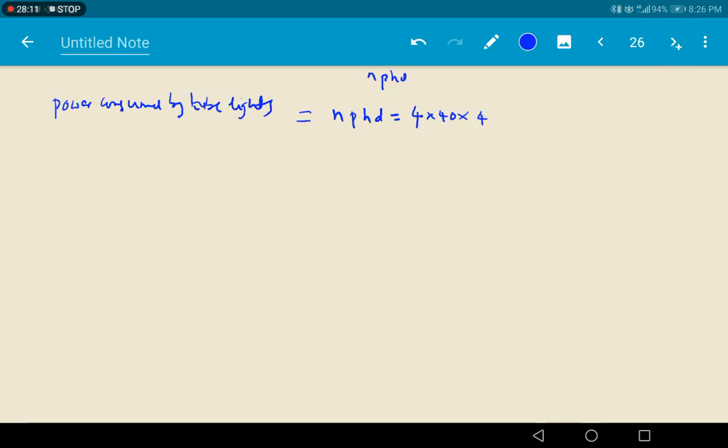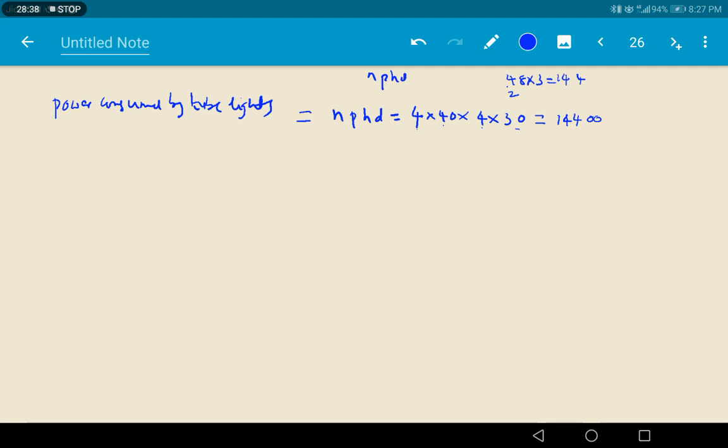Okay, into 4. For how many days? 30 days they used. Okay? So let us multiply this. 4 fours are 16, 16 into 3 is 48, 48 into 3, so 24 to 12, 144. Here 2 zeros are there, we can write 2 zeros.